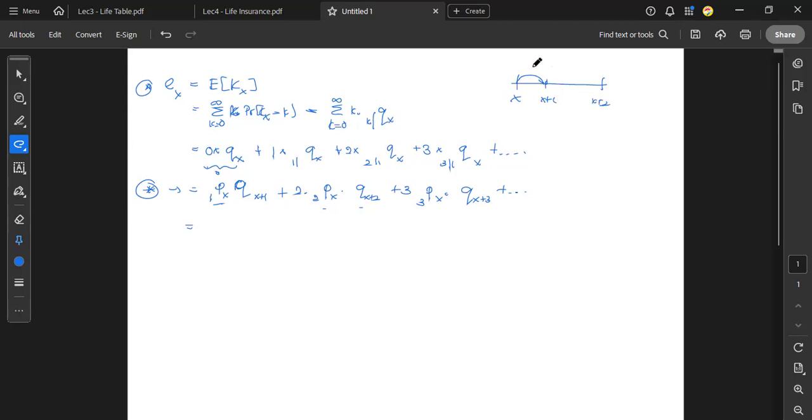So survives and death. That means this deferred probability is the difference between the survival probabilities. So this is surviving from x to x plus 1. And let's say like this.